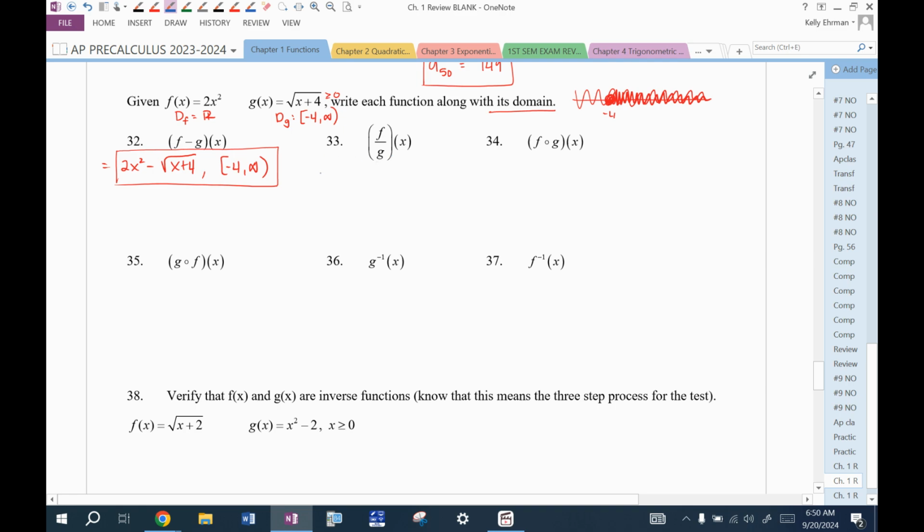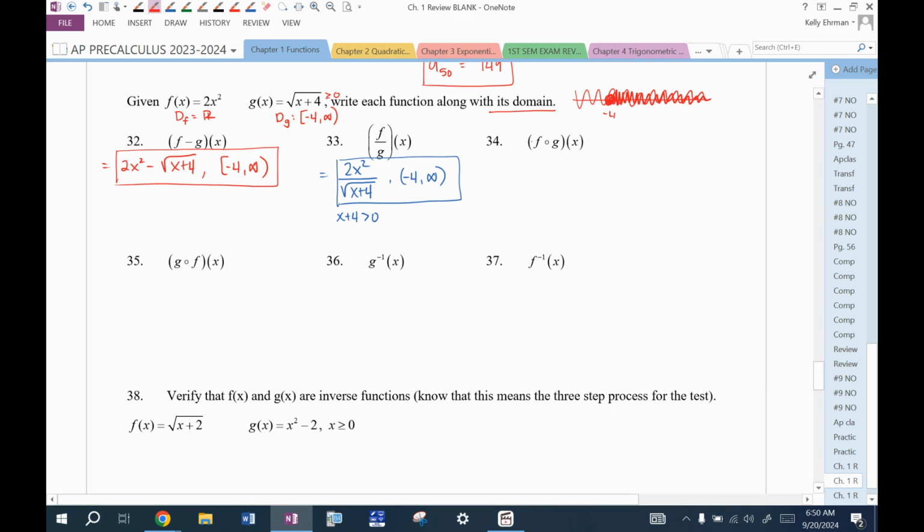Let's look at division here. f over g would be 2x squared over the square root of x plus 4. We can leave our answer like that. We don't need to rationalize. Now that the square root is in the denominator, x plus 4 can only be greater than 0. Remember, you should just be making slight adjustments to the domain you had for any combination. So instead of square brackets negative 4 to infinity, it's parentheses negative 4 to infinity, because that leaves out x equals negative 4. But it goes up to like negative 3.99999.